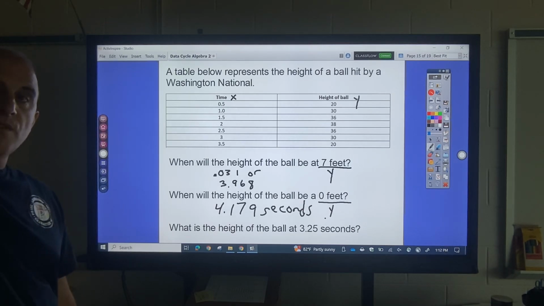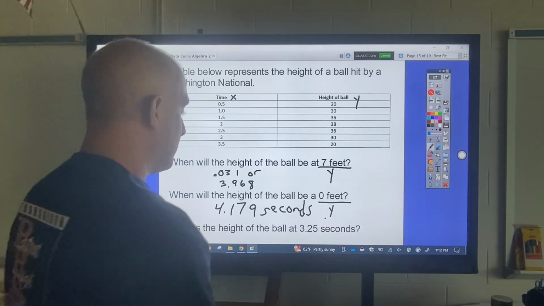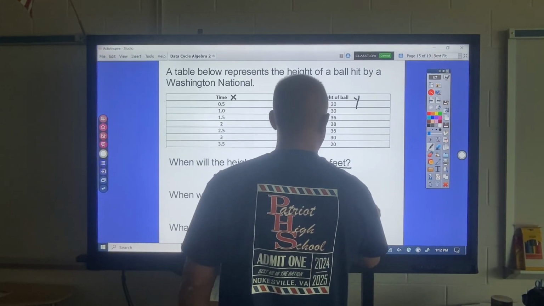Well, what does that mean? For the ball to hit the ground. Okay, all right, we'll get into that when we get to quadratics.